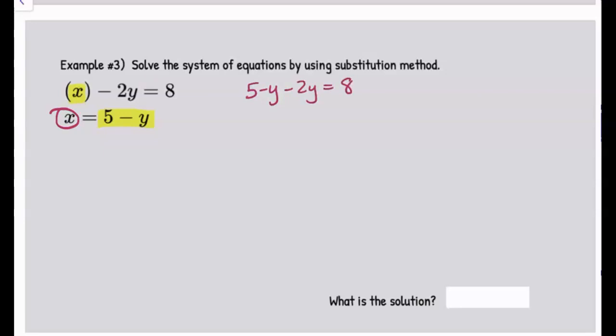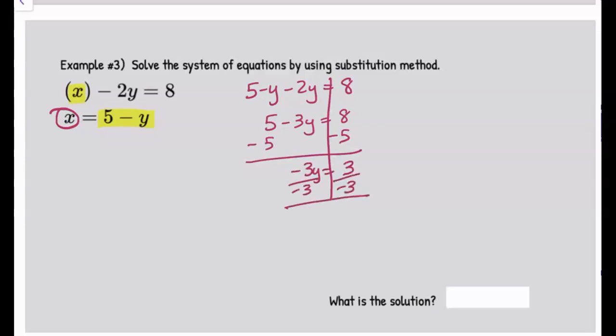And doing that, I have to solve for y, combining like terms. So I get 5 minus 3y equals 8. I can put my line down the middle if that helps. Subtract 5 on both sides. And I have 5 minus 5 is 0, so negative 3y equals 3. Inverse of multiplication, divide by negative 3. Negative 3y over negative 3 is 1y, but I don't have to write the 1. And on the right is negative 1.